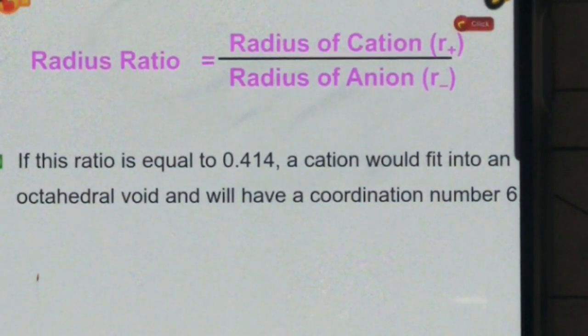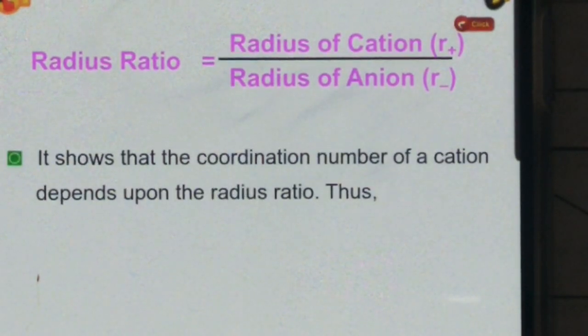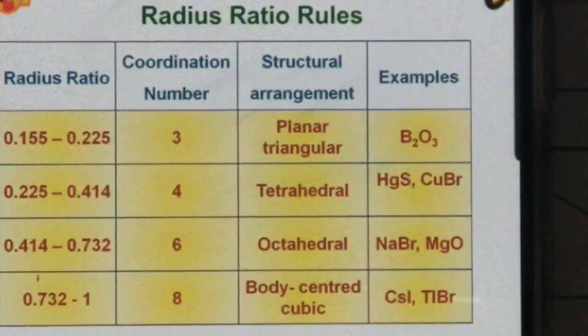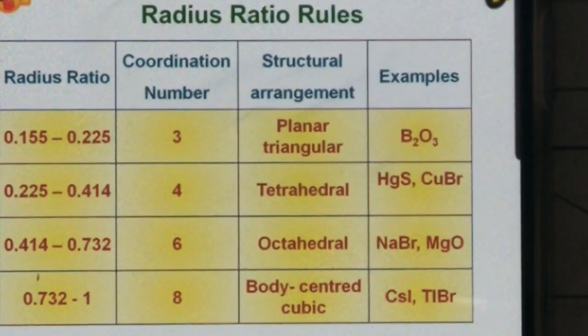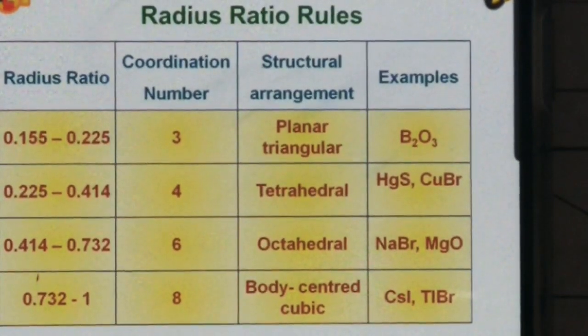Okay, if the ratio is larger than that, the void will become smaller and the cation bigger, so the cation will not fit in it. It shows that the coordination number of a cation depends upon the radius ratio. The relationship between the radius ratio, the coordination number and the structural arrangement is given in the table.